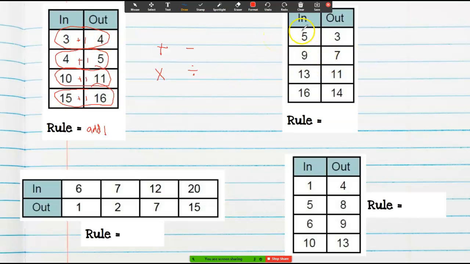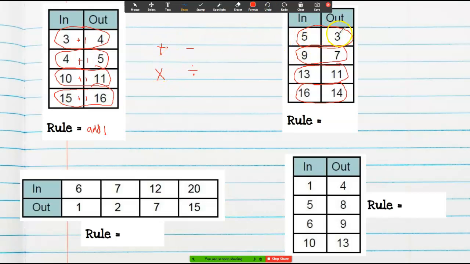Okay, so let's go here. So I need to figure out how they're getting from 5 to 3, 9 to 7, 13 to 11, and it should be pretty clear whether they're adding, subtracting. Okay, are they going up or down? So this one went up, so I know it's either going to be adding or multiplying, right? Okay, because I'm not going to subtract and go up, I'm not going to divide and go up, so you can kind of rule out some things.